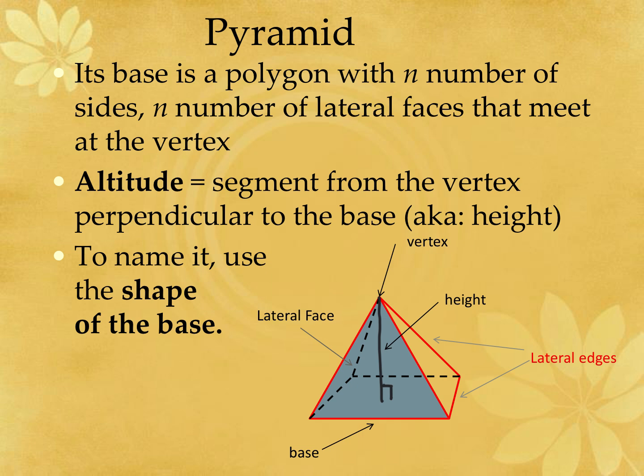How do I name this shape? To name it, you use the shape of the base. So this one's not necessarily telling me it's a square. So this would be called a rectangular pyramid. Okay, not a prism. It would be a rectangular pyramid. So when you're looking at it, you name it by the shape of the base.